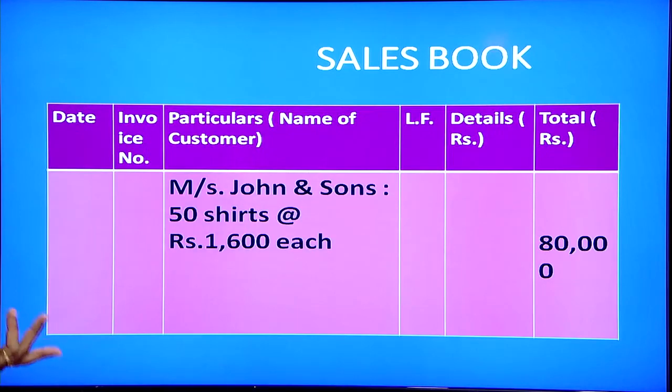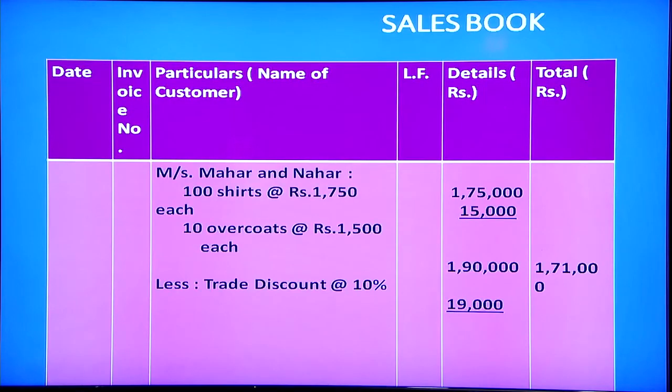Similar is the case with another purchaser, John and Sons. 50 shirts at rupees 1,600 each, 50 into 1,600, and amount 80,000. And similar is the case with Mahar and Nahar. And here we have to deduct the trade discount. Details and amount. Now you have got some idea, as we have studied the purchases book.